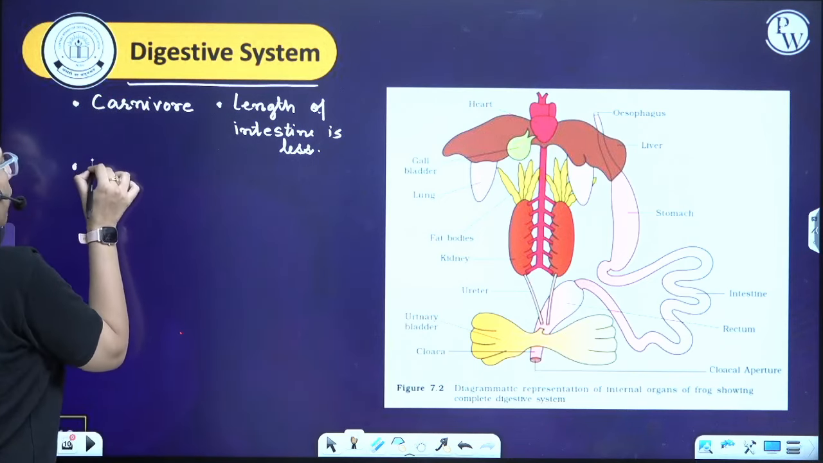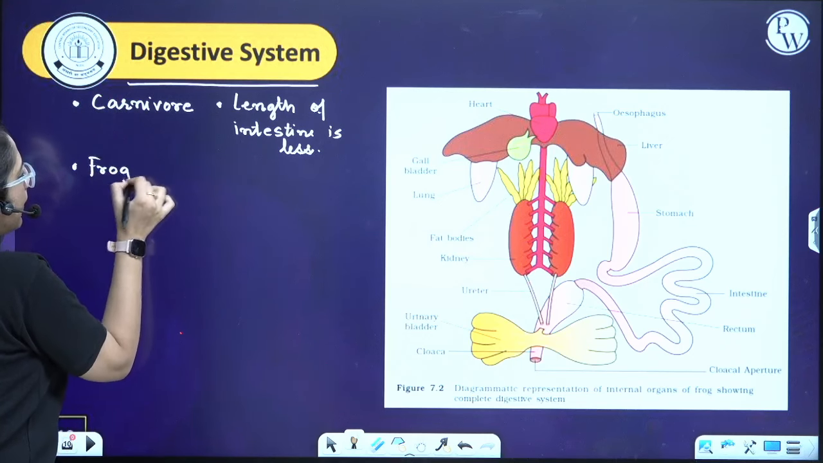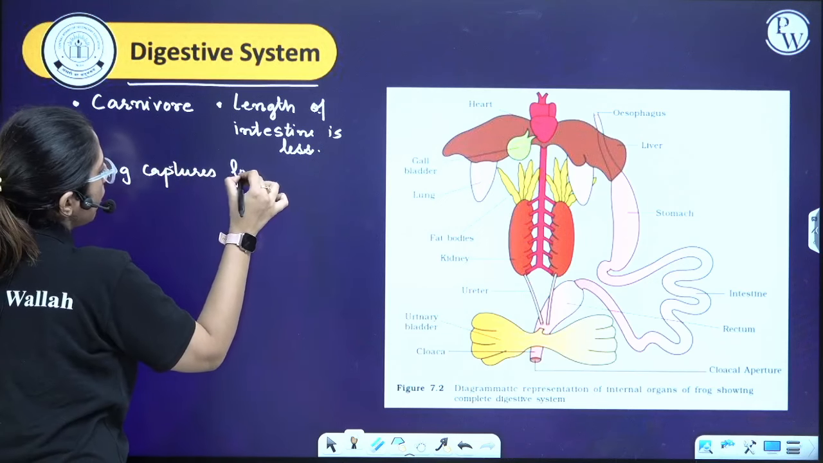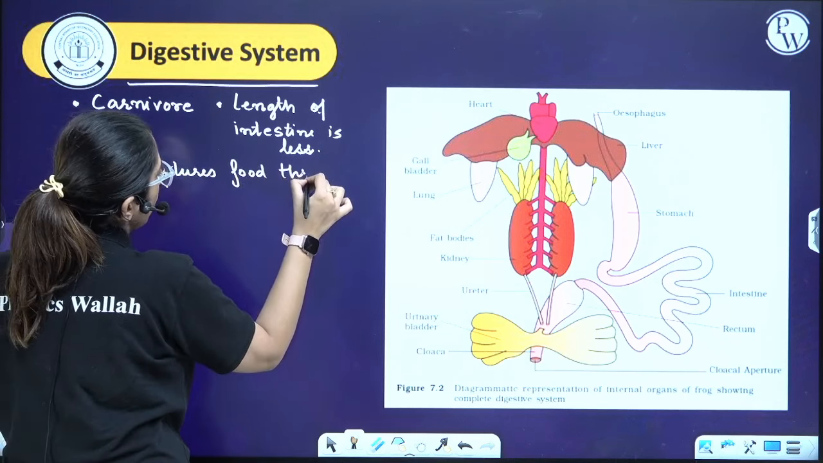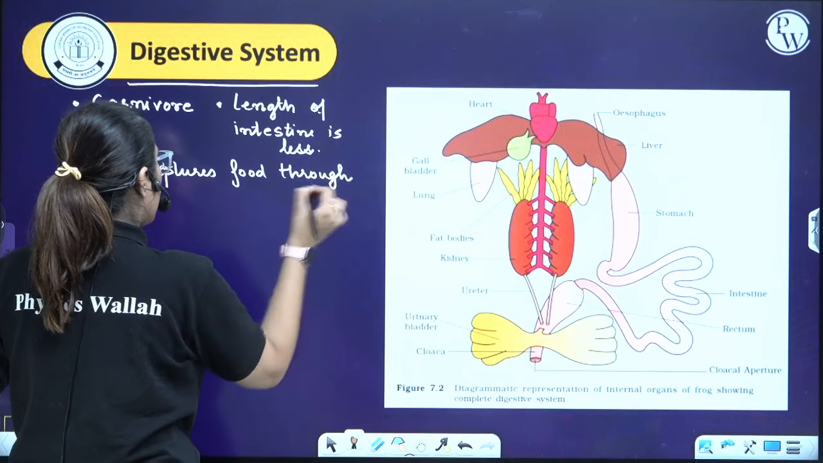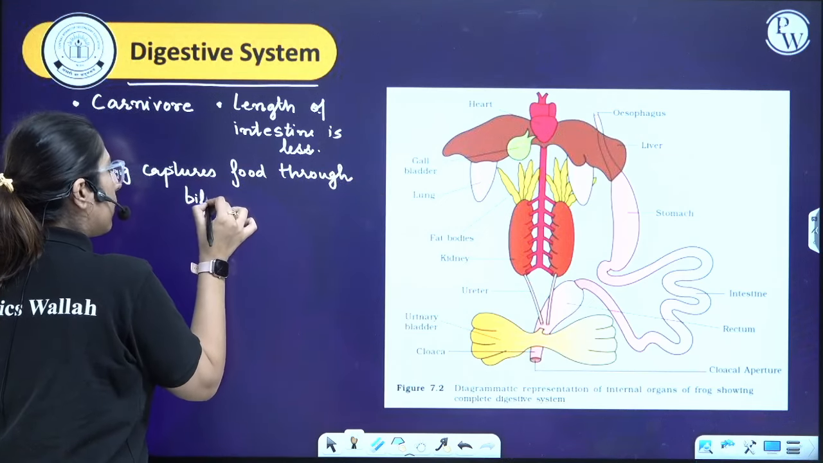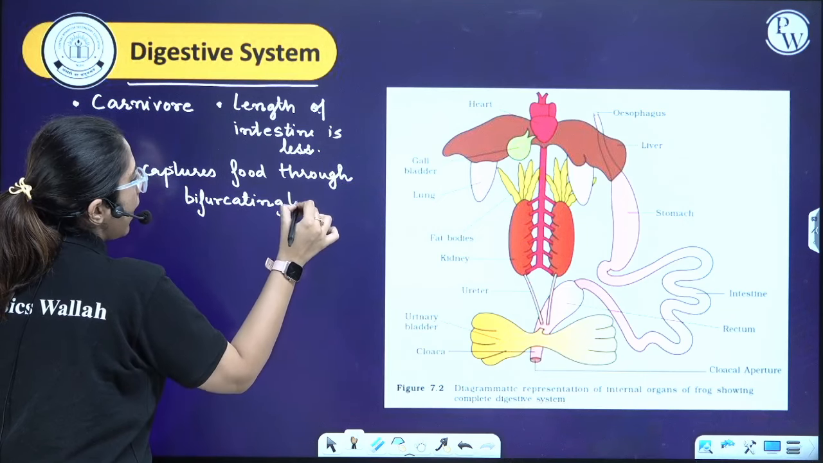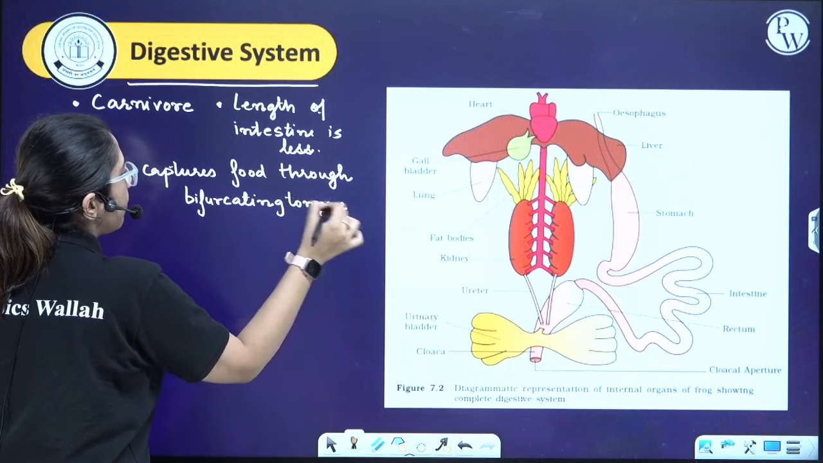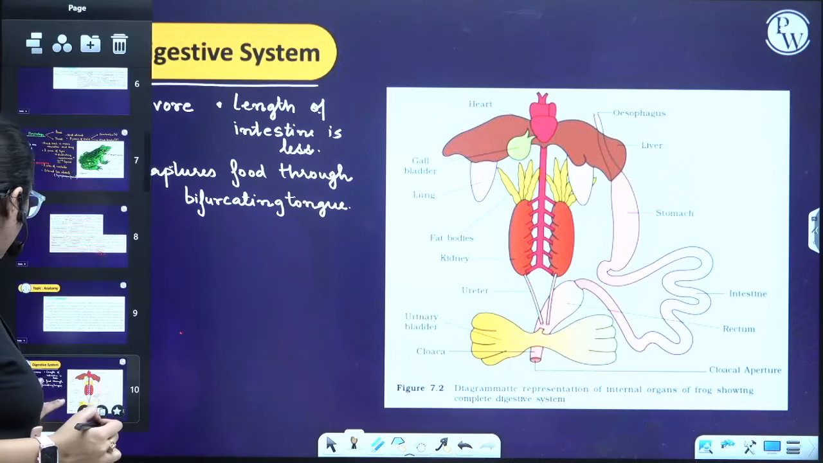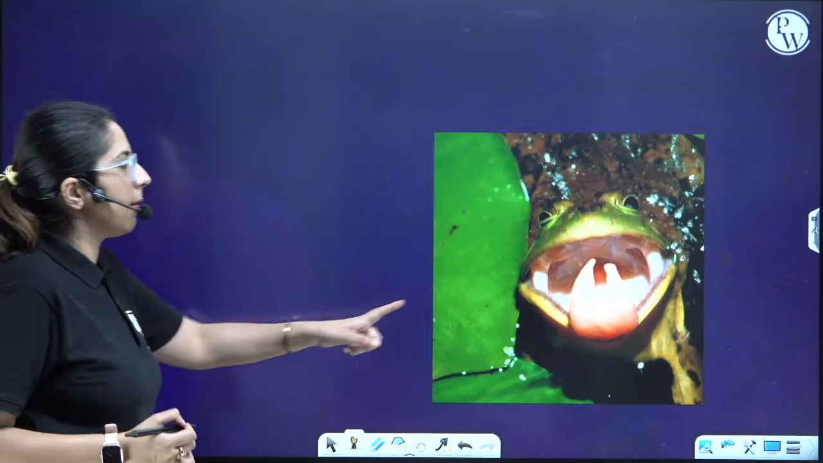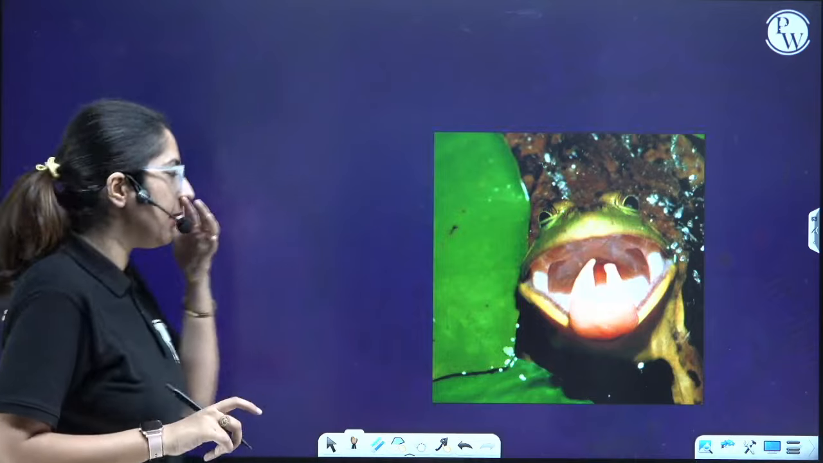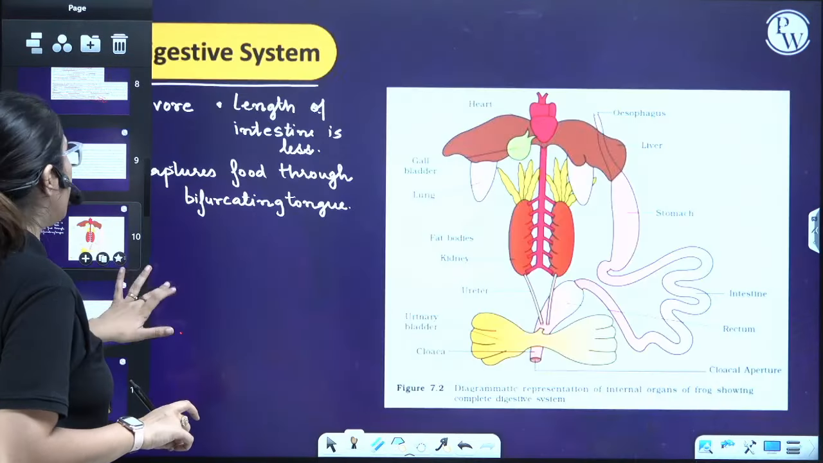Now, the first thing: how does a frog capture its food? Remember, a frog captures food through a bifurcating tongue. That means their tongue is bifurcated. I'll show you. See, their tongue is bifurcated, like this, right? This helps in capturing the prey.